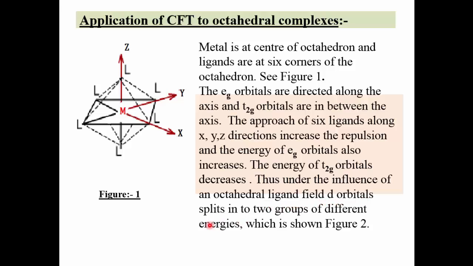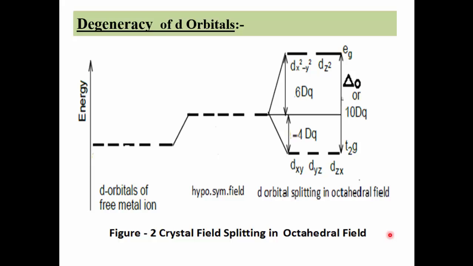Thus, under the influence of an octahedral ligand field, d orbitals split into two groups of different energies which are shown in the next figure. See this figure. Here, these are the 5 d orbitals, 1, 2, 3, 4, 5 d orbitals of the free metal ion. Energy is the same, energy is equivalent. When ligands approach the metal ion, at that time the energy increases in this way. 1, 2, 3, 4, 5. This is called the hypothetical symmetrical field.